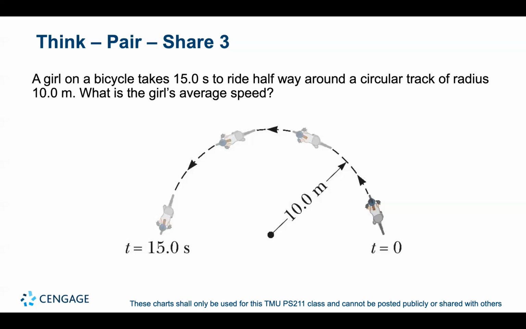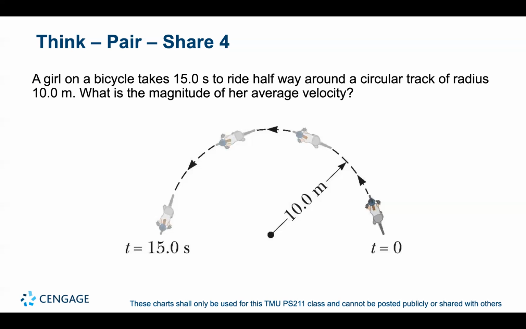So the average speed is the path length traveled divided by the time interval. In this case, the path length equals pi r, half the circumference of the circular path, with r equals 10. So her average speed is pi times r divided by delta t, which is pi times 10 divided by 15, which is 2.09 meters per second, approximately.